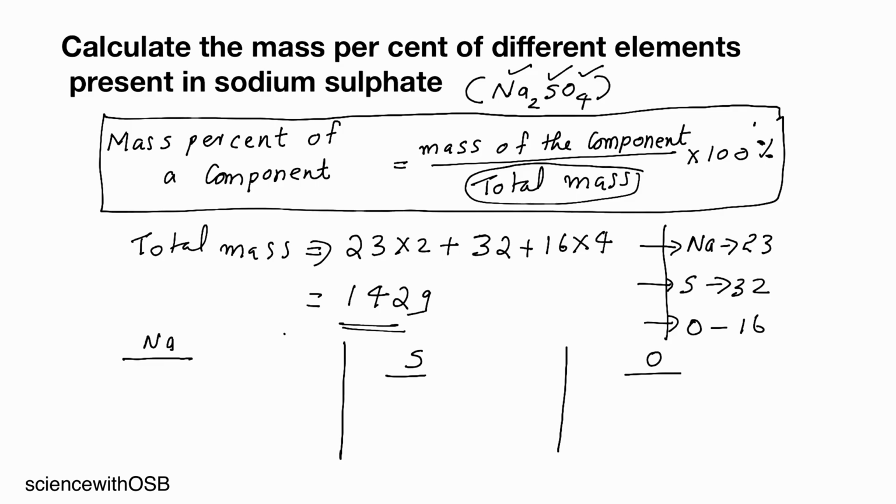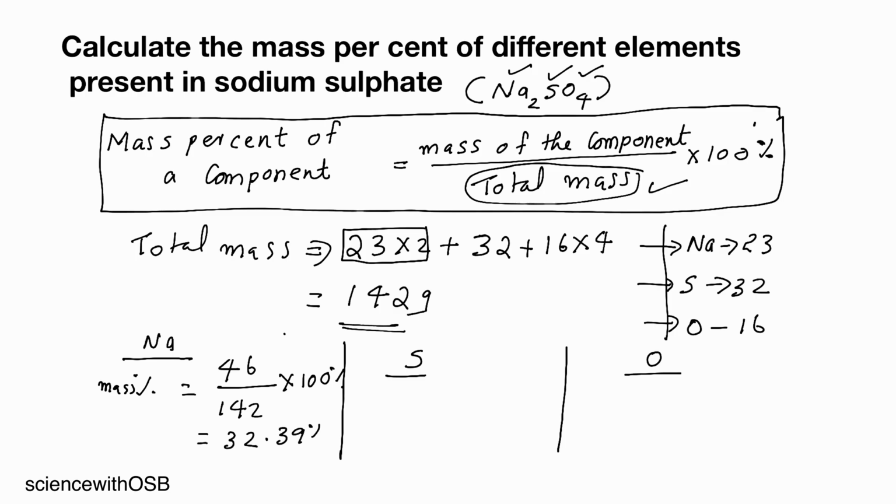We can find the mass percentage of sodium first. Mass percentage. How to find mass of the sodium? What is that? 23 into 2, right? That is 46. And what is the total mass? Total mass we already found, that is 142 into 100 percentage. On calculating, you will get 32.39 percentage.